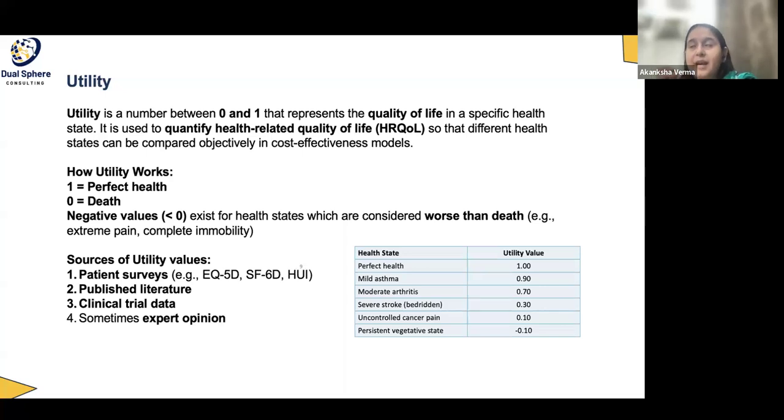This way we can compare different health states, which is more severe, which is less severe. How does utility work? So as I told you, this is a number between 0 to 1.